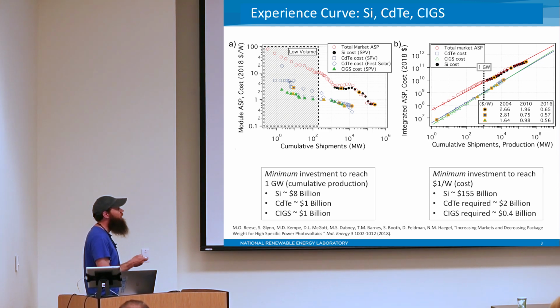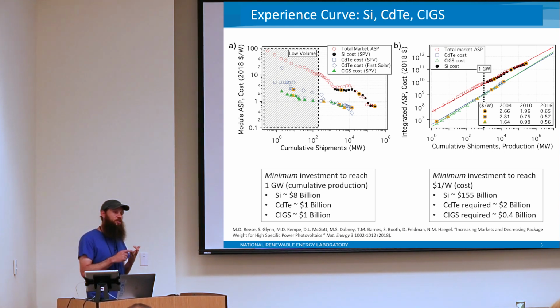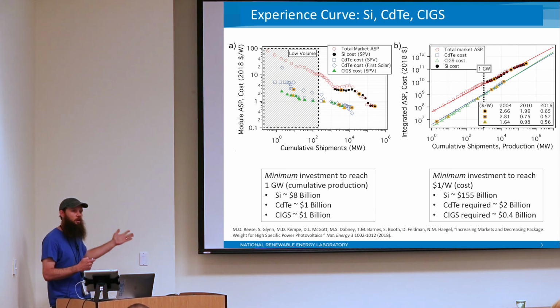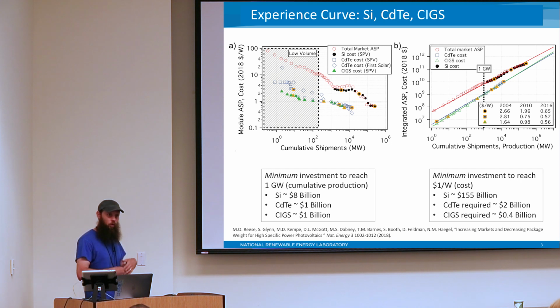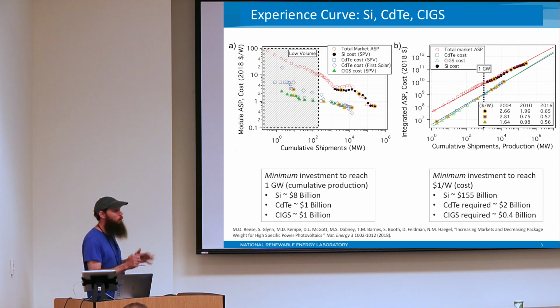So the minimum investment, so this doesn't include research and development, it doesn't include subsidies, it doesn't include things like the CMOS industry that may have dumped, say, $100 billion in R&D into things, or all of the scale up for building their fabs. It also doesn't include, for the thin film industry, the leveraging of knowledge and how to put a module together. So it's neglecting all of those things.